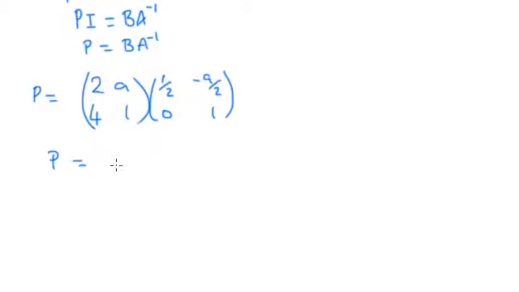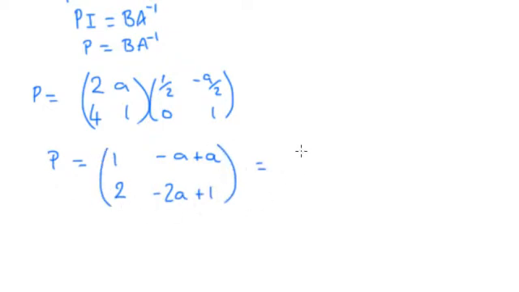We're going to have 2 times a half, which is 1, plus a times 0, which is 0, so just 1 there. Next term, top right term, is going to be 2 times negative a over 2, which is negative a, plus a times 1, which is a. I'll tidy all this up in a minute. Bottom left is going to be 4 times a half, which is 2, plus 1 times 0, which is 0, so just 2 there. And then bottom right is going to be 4 times negative a over 2, which is going to be negative 2a, plus 1 times 1, which is 1.